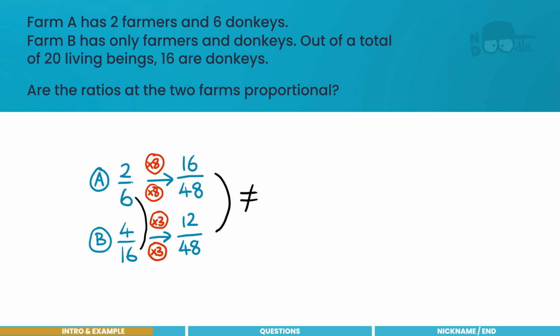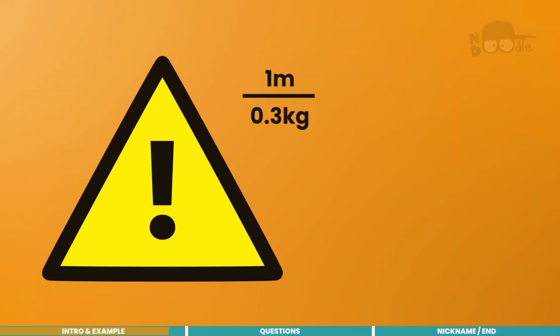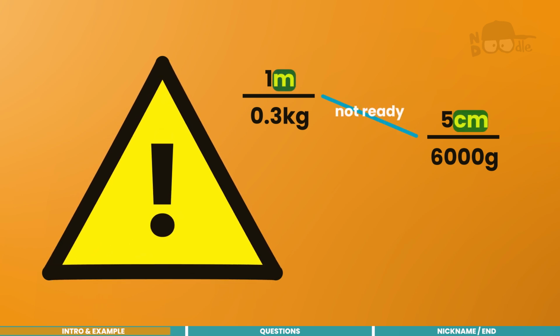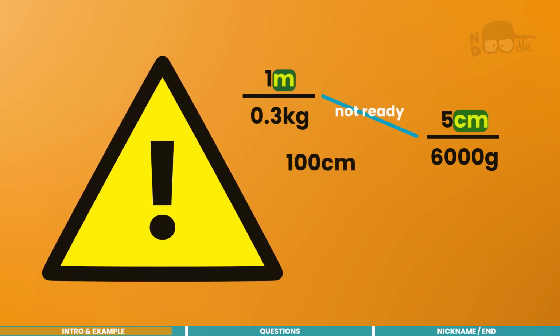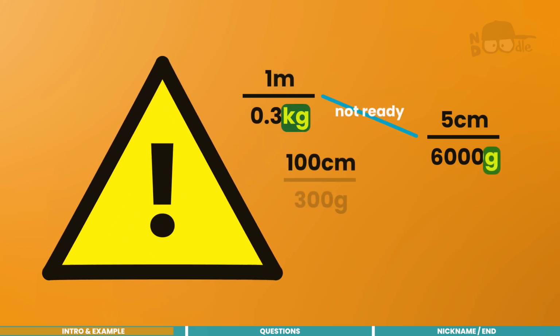When they are not proportional, we can deduce other things. In this case, farm A requires more farmers per donkey than farm B. So look out for questions that ask this sort of thing rather than simply, are these two ratios proportional? Here's a quick note of caution. When comparing ratios for equivalence, we need to make sure the units on the top of each ratio match, and the units on the bottom of each ratio match.